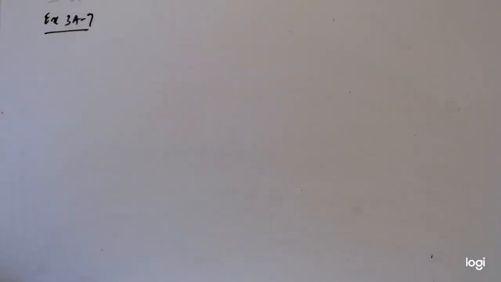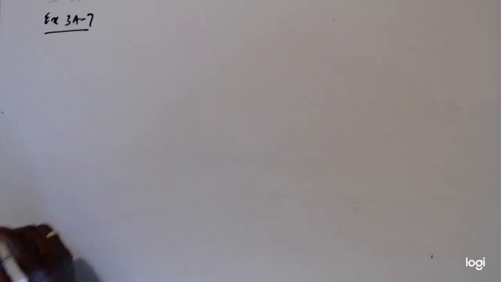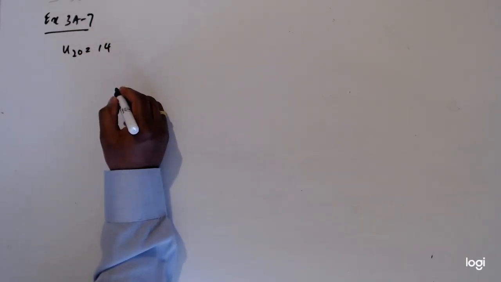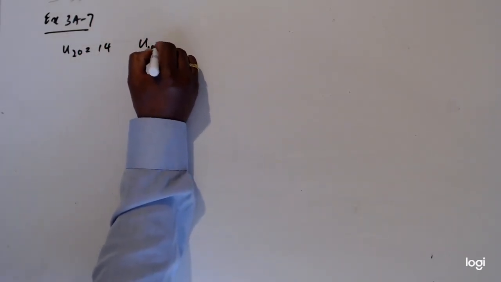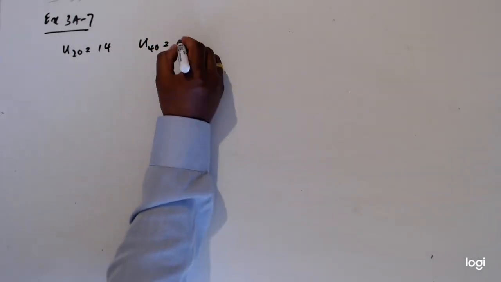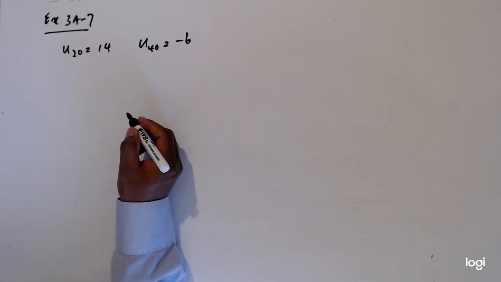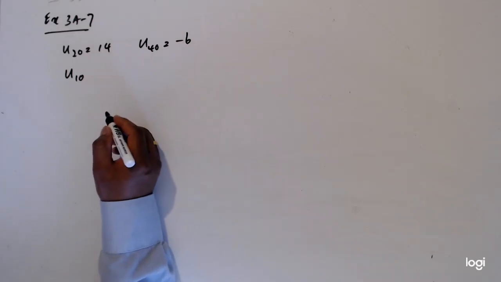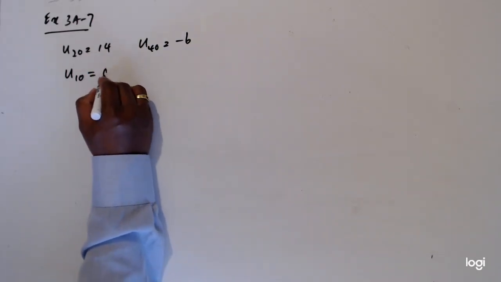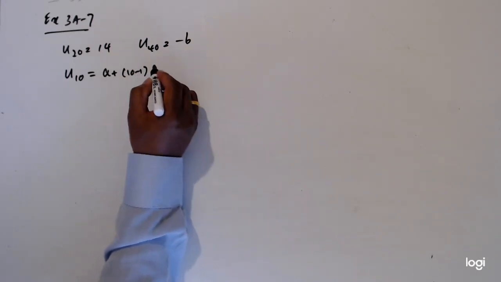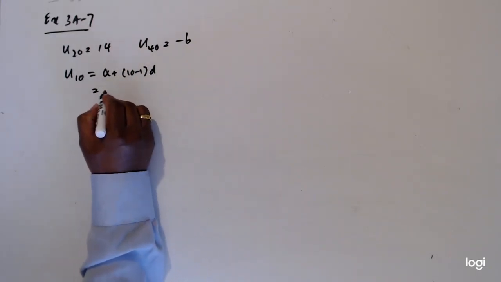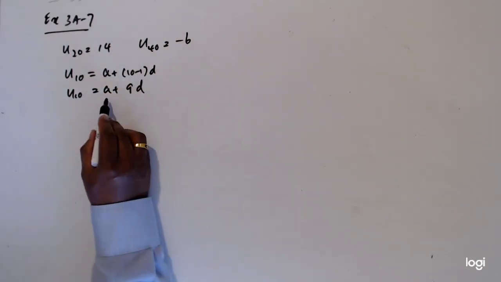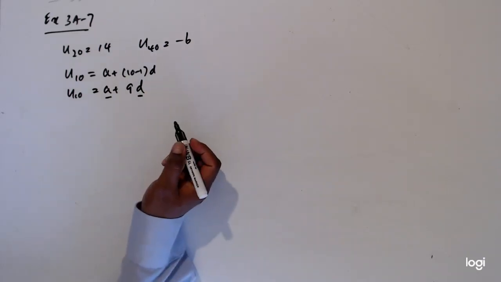Question number 7. The 20th term of an arithmetic sequence is U20 is 14, and the 40th term, U40, is minus 6. Find the value of the 10th term. So you want to find the value of U10. U10 is A plus 10 minus 1 times D. So basically U10 is A plus 9D. So you need to know A and you need to know D.